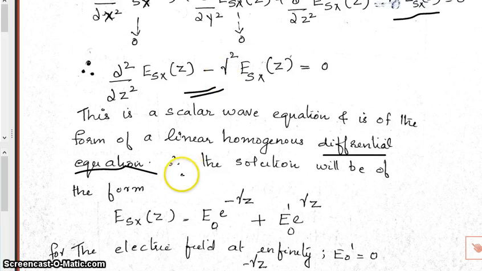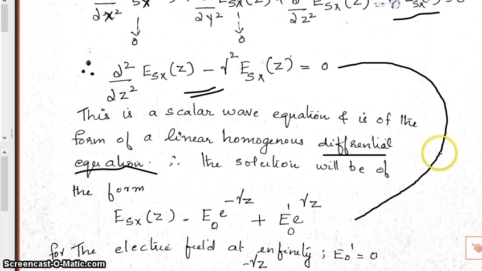So it's enough that you learn by heart this solution, that is Ex(z) = E0 e^(-γz) + E0' e^(γz). So the solution of this is this: Ex(z) = E0 e^(-γz) + E0' e^(γz).